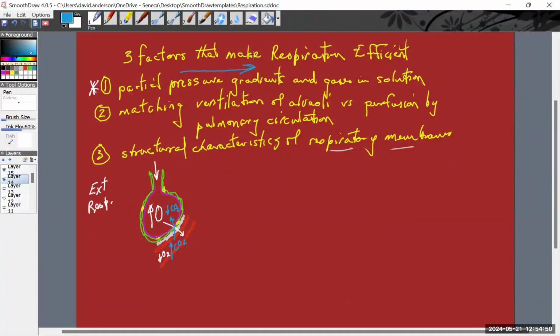Shortest possible distance: two flat cells with one common basement membrane between them. Those are the structural characteristics. This is setting us up for simple diffusion from high to low. And if you look at the carbon dioxide in blue, we're going from high to low.